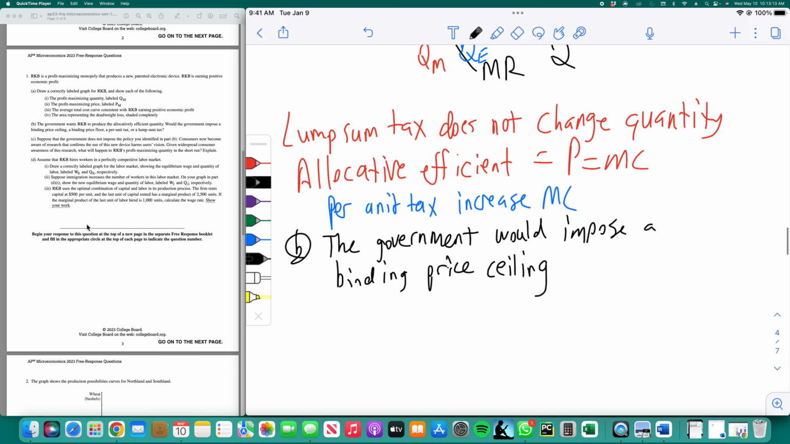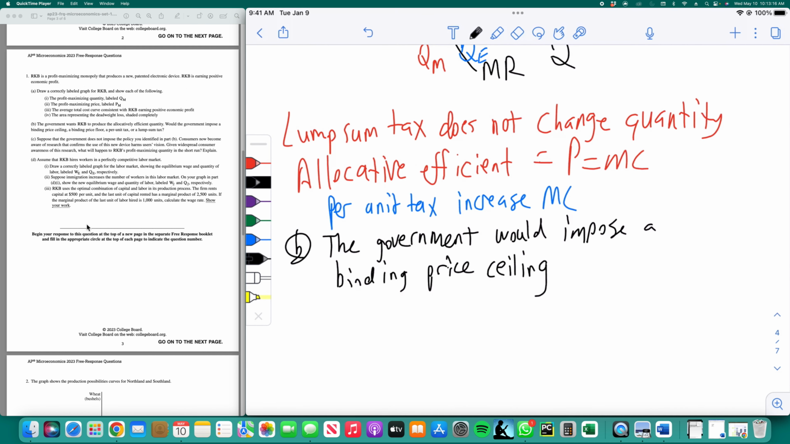C. Suppose that the government does not impose the policy identified in B. Consumers now become aware of research that confirms the use of this new device harms users' vision. Given widespread consumer awareness of this research, what will happen to RKB's profit maximizing quantity in the short run? So with that, what's happening there is that people learn that this harms their vision. So what happens? Well, demand's going to go down. And if demand goes down, that means that the quantity goes down and the price goes down.